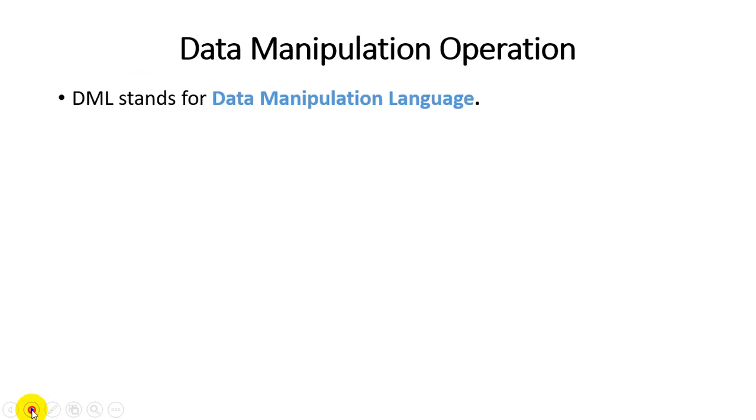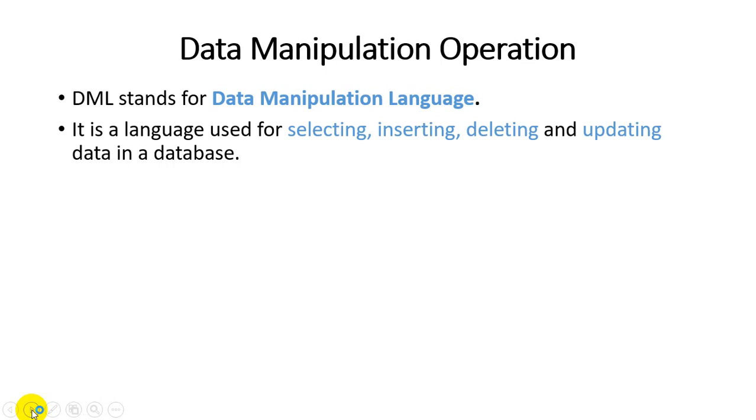First we need to understand what a data manipulation operation is and what the different operations are that are part of data manipulation. DML stands for Data Manipulation Language. It is the language used for selecting, inserting, deleting and updating data in a database.